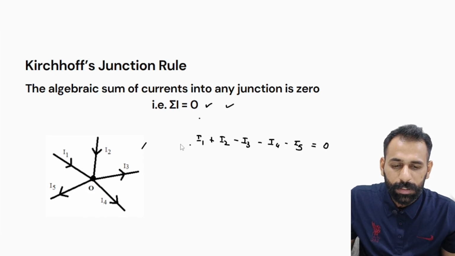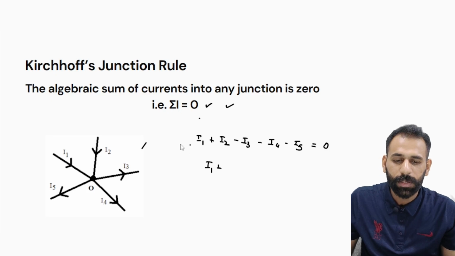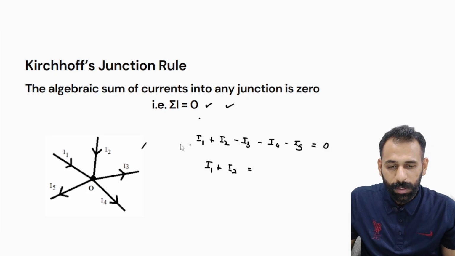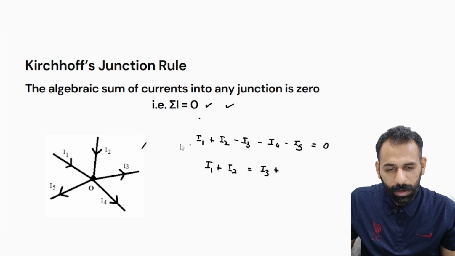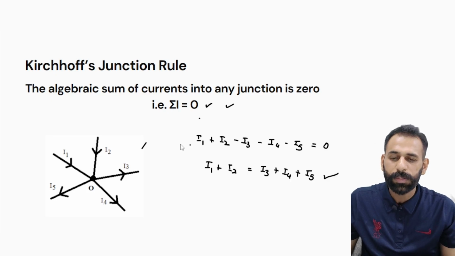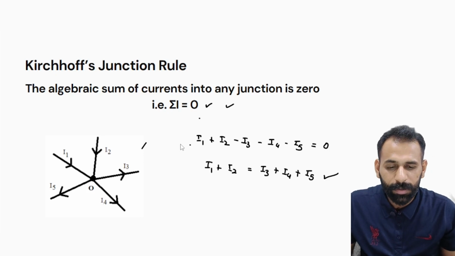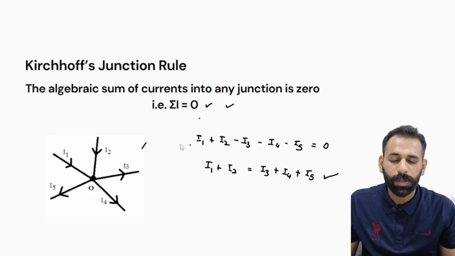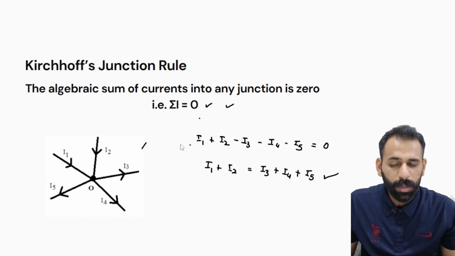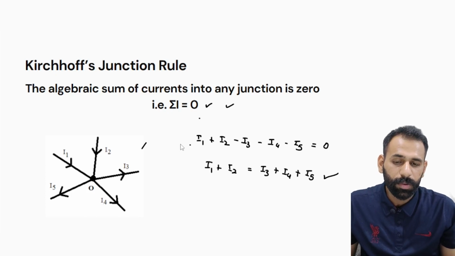When I rearrange it, I get I1 plus I2 is equal to I3 plus I4 plus I5. So according to the statement of the Kirchhoff rule, the sum of the currents entering the junction is equal to the sum of the currents leaving the junction. And this is a very important rule.